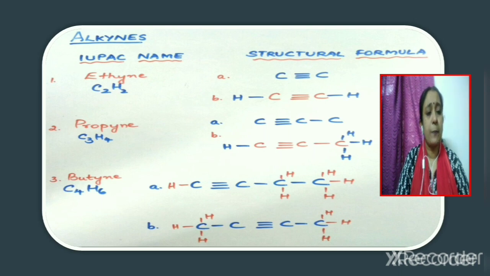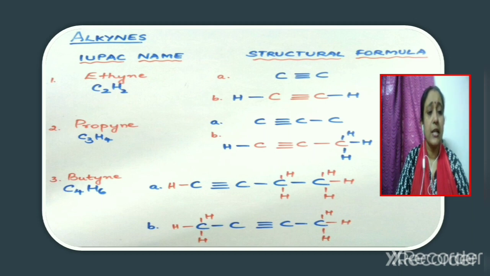Now consider propyne. It is a 3-carbon alkyne. So join any 2 carbon atoms by a triple bond and 3 carbon atoms should be present. So we get the carbon skeleton as C≡C-C. And after that, add the required number of hydrogen atoms so that the valency of each carbon atom is satisfied. So we get the structural formula of propyne as CH≡C-CH3.